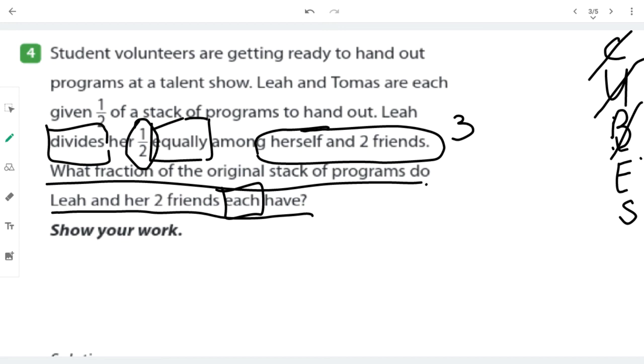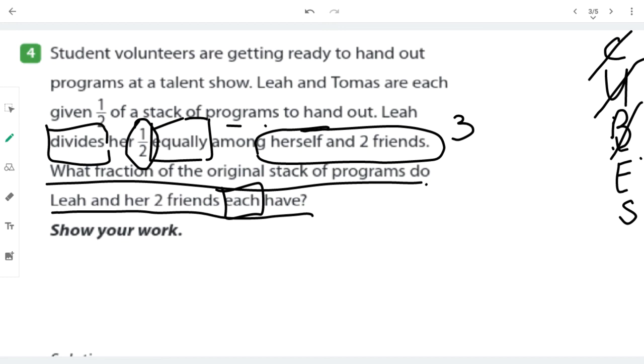And let's do our equation. What is being divided among her 3 friends? So what is she dividing? Are we dividing up the people in this problem, or dividing up the stack of programs? If you don't know what programs are, they're little packets of paper that you get at a show. They tell you when the performers are going to come on and things like that.